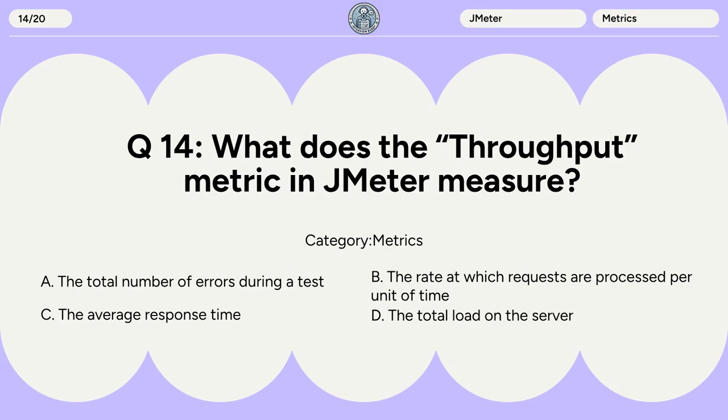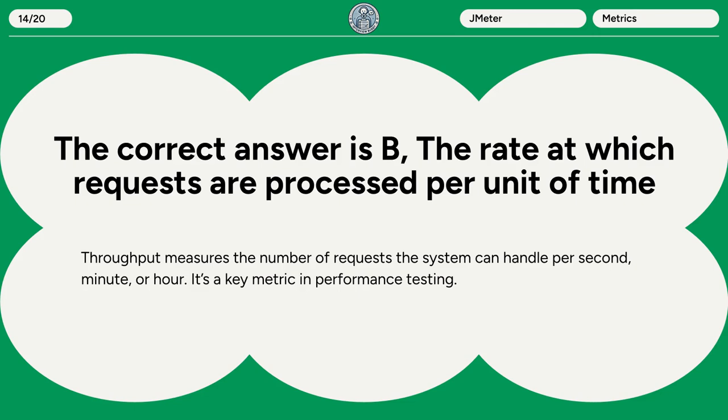Question 14. What does the throughput metric in JMeter measure? A. The total number of errors during a test. B. The rate at which requests are processed per unit of time. C. The average response time. D. The total load on the server. The correct answer is B. The rate at which requests are processed per unit of time. Throughput measures the number of requests the system can handle per second, minute, or hour. It's a key metric in performance testing.